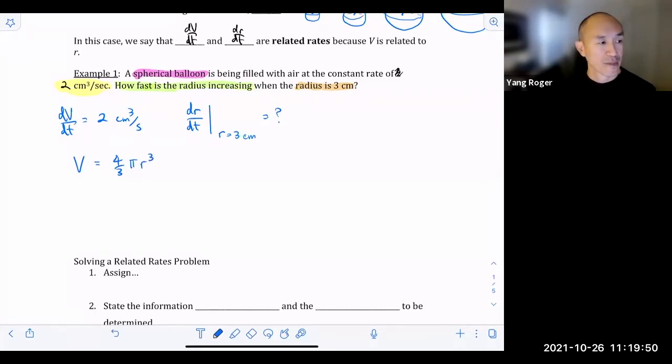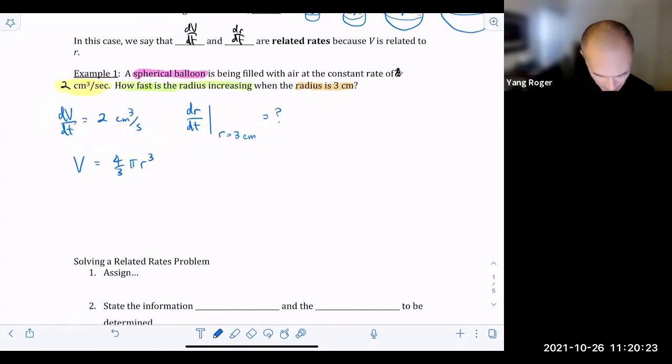Okay. So the model that I'm talking about is really given in this problem, the spherical balloon problem right here. But in the more complicated problems beyond example 1, we're going to have to construct the model, and that's its own skill. Okay. Cool. So now that I have the volume, I can apply the chain rule to relate the rates. So what we did right here was relate the variables.